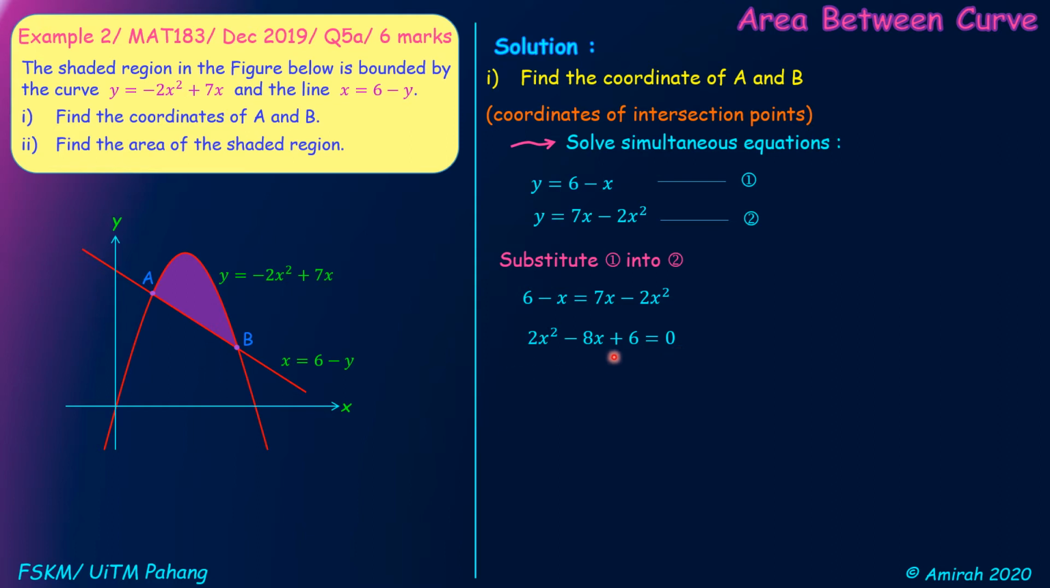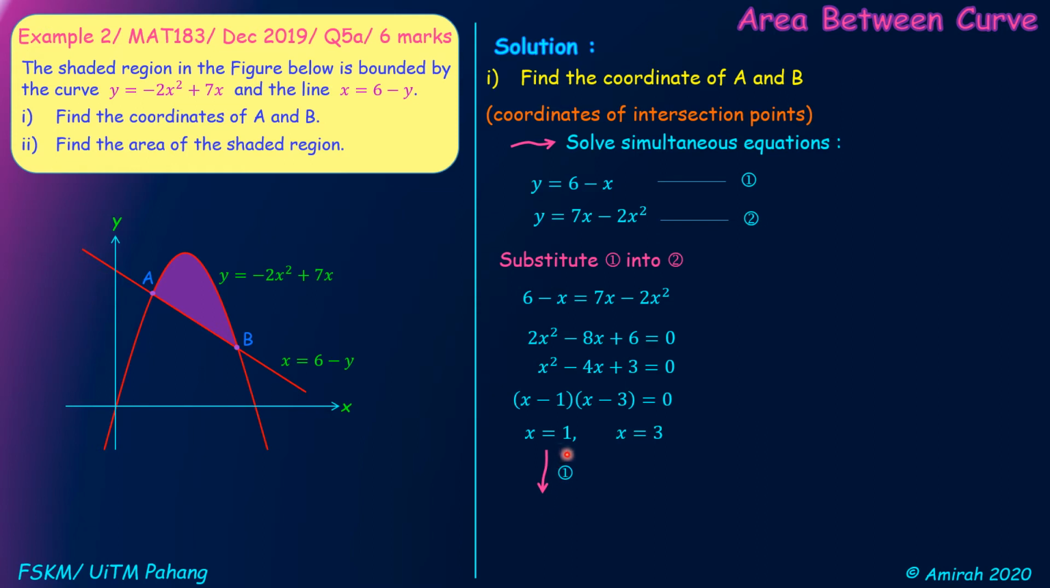From here we can divide both sides by 2. Then we get x squared minus 4x plus 3 equals 0. After that, we can factorize this quadratic equation. So we get (x minus 1)(x minus 3) equals 0. This means we can equate each factor to 0, then we get x equals 1 and x equals 3. Since we want to find the coordinates, after we find the values of x, we need to find the values of y.